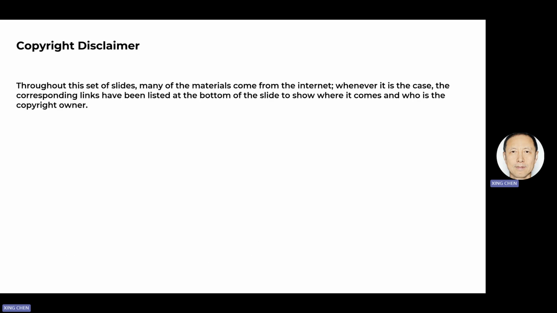Before we move forward, just a copyright disclaimer. Through this set of slides, I have used a lot of material coming from the internet, and each time I did that, I put the links at the bottom of the slide to show where the source of the content is and who is the owner of the copyright.